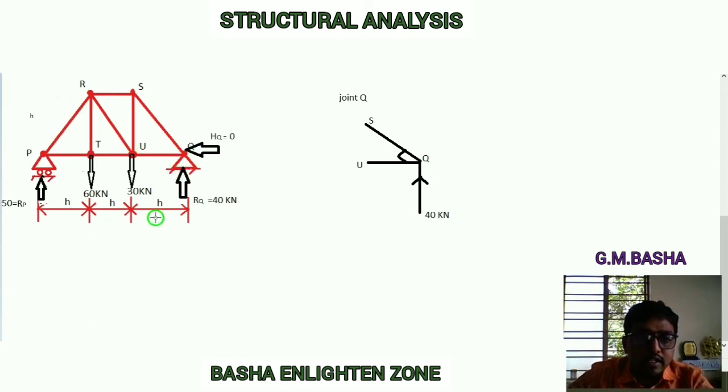Opposite side will be h, adjacent side will be h. If you take that ratio, tan theta will be equal to h by h, that will be equal to 1. Therefore tan theta equals 1, then theta equals 45 degrees. If you simplify, you will directly get theta 1 value equal to 45 degrees.